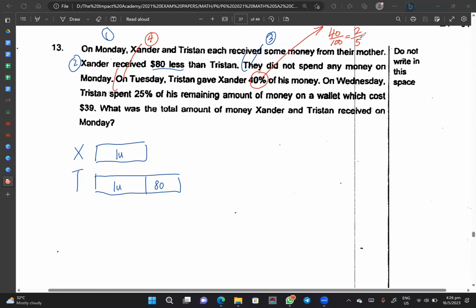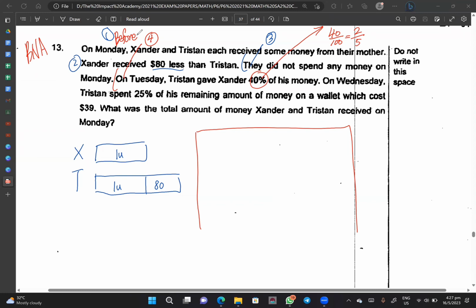All right. So here's what I want to do. Now I want to quickly draw a table because I can obviously see that this is B and A. All right. Before and after. Which is my before? You can see that sentence number one is my before. How do I know that? Because they are telling me Xander received $80 less than Tristan, right? Then which is my change? Change is sentence number 4.